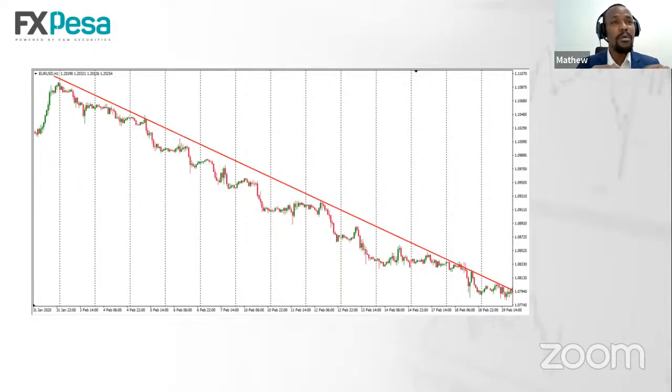But the more resistance points that you use to draw those levels, the better for you, the stronger it is. So with several points, you can find it's a very strong downtrend. And the stronger the downtrend or the stronger the uptrend, the more likely you're going to find a strong break if it happens.